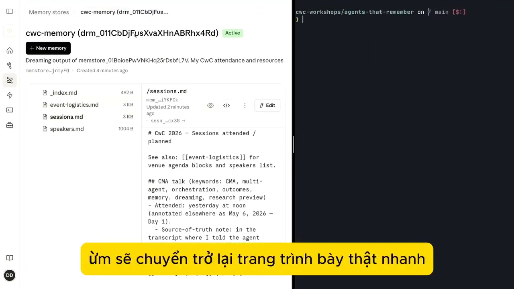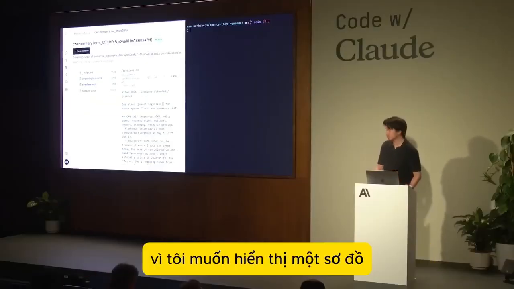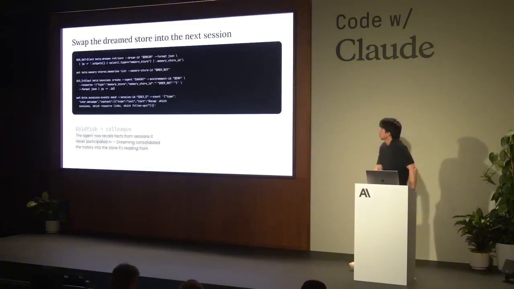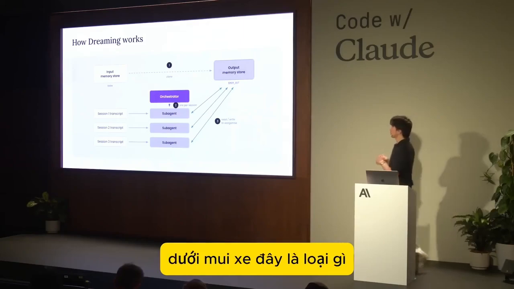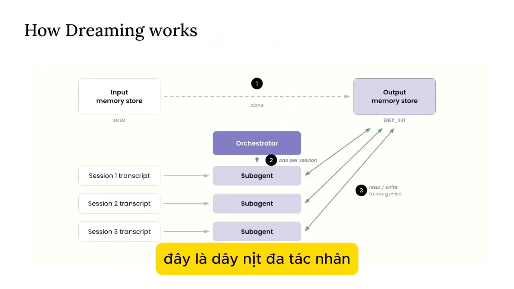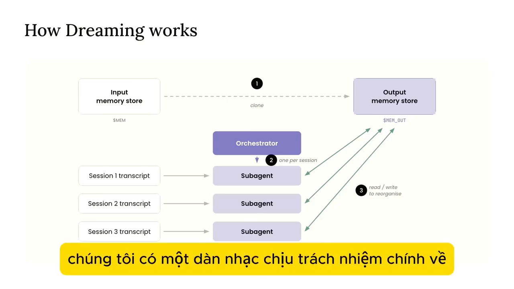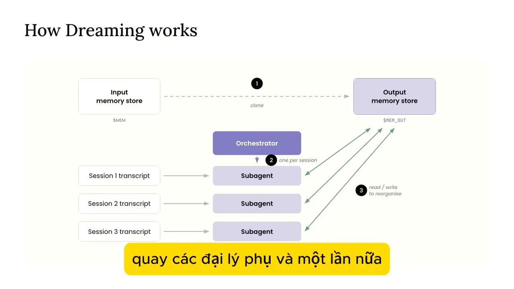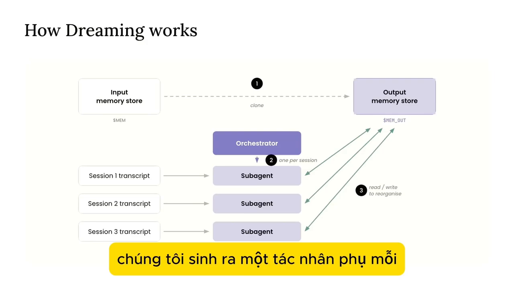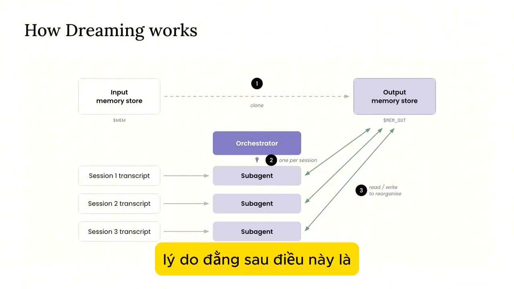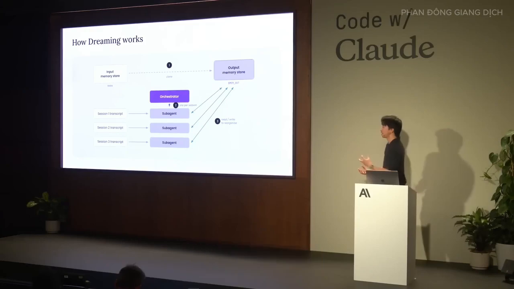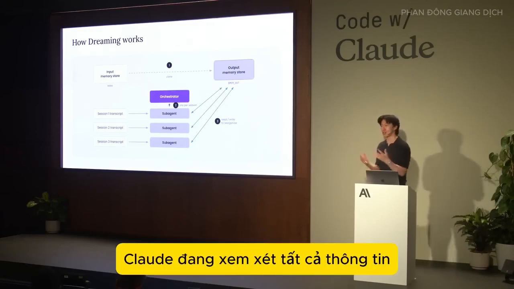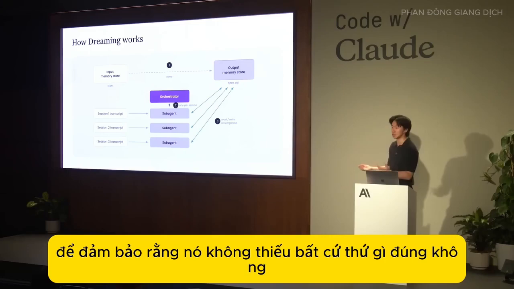Okay, great. I'm going to switch back to the slides real quick because I want to show a diagram. Again, under the hood, this is how Dreaming works. This is a multi-agent harness. We have an orchestrator that is mainly responsible for spinning up subagents, and we spawn one subagent per input session that you give it. The reason is that we want Dreaming to be exhaustive by design. If you give it 100 transcripts, you want to make sure Claude is looking over all the information to make sure it's not missing anything.